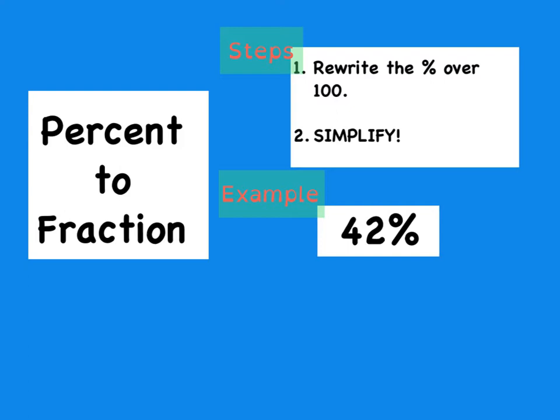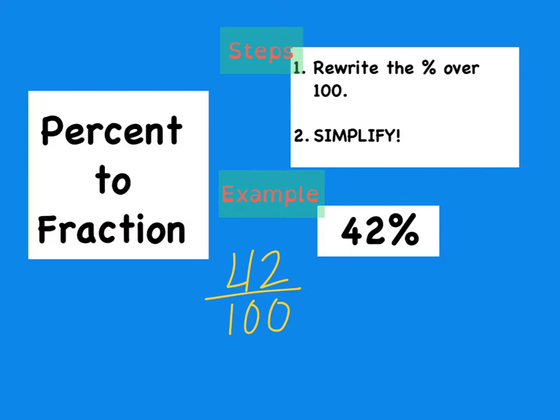So let's talk about converting percents to fractions. Alright, first we're going to rewrite the percent over 100. We put the percent over 100 because when we have a percent of something, we think of a percent out of 100. 100 is our whole, so we always make 100 our denominator.